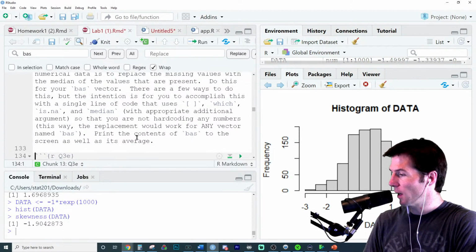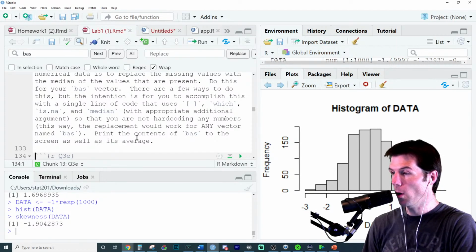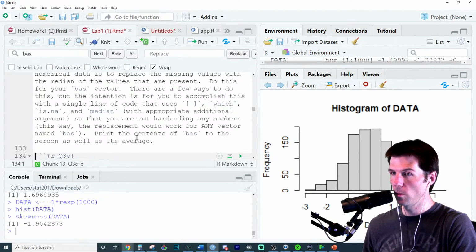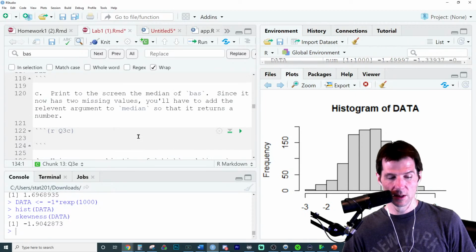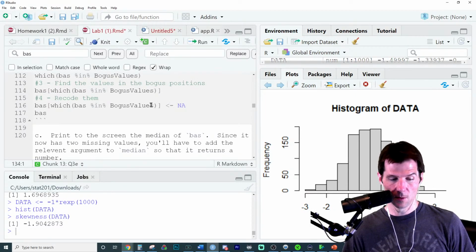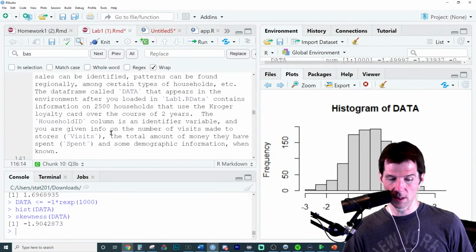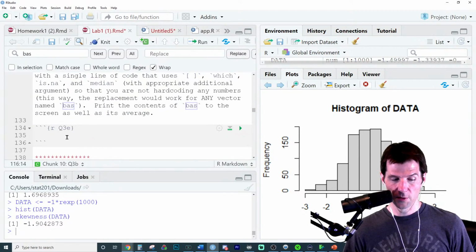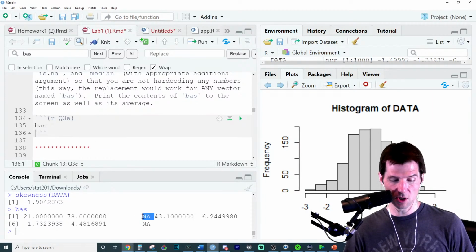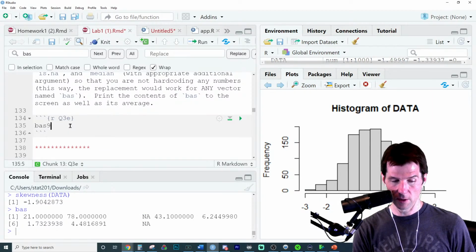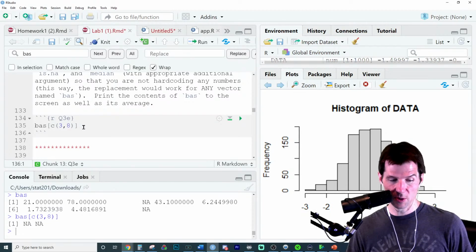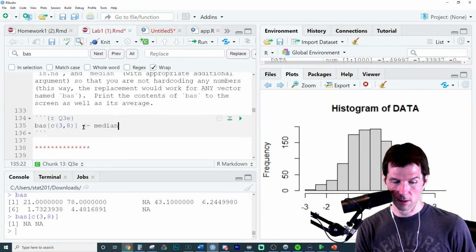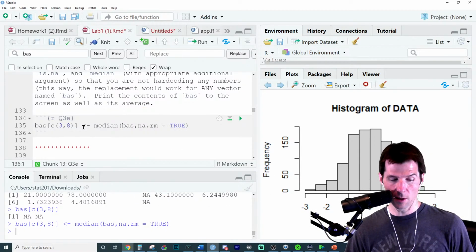Okay. So now we want to find the NAs. What someone could do, this is the bad way of doing it. This kind of walks you through the steps right here. If you were to look at the BAS vector and say, okay, position 3 and position 8 are NA, so let's go to position 3 and position 8, and replace them with the median of BAS, na.rm equals TRUE. So now I've hard-coded those values.